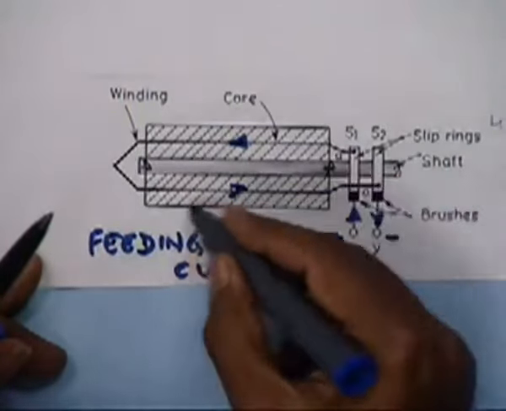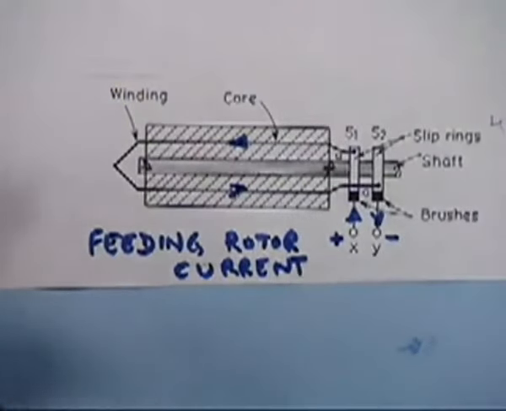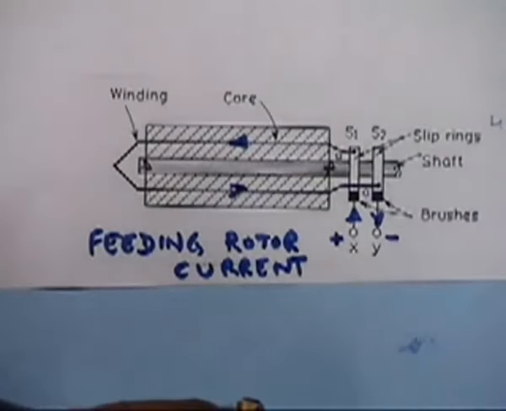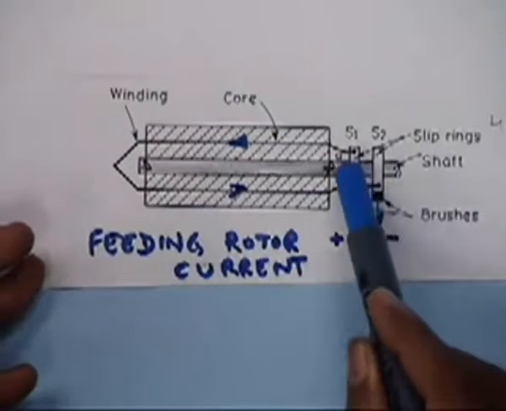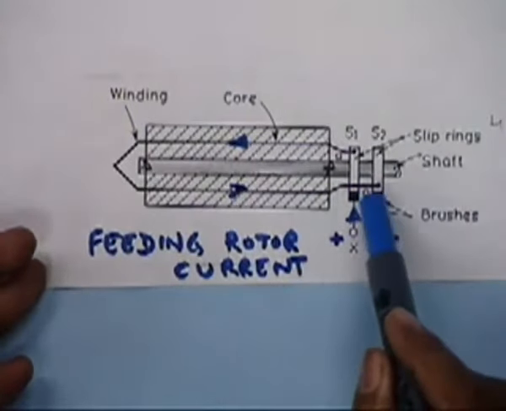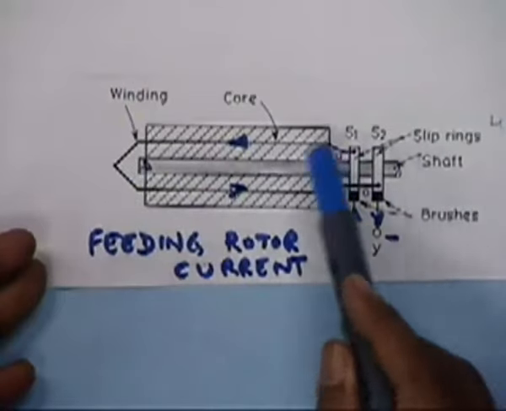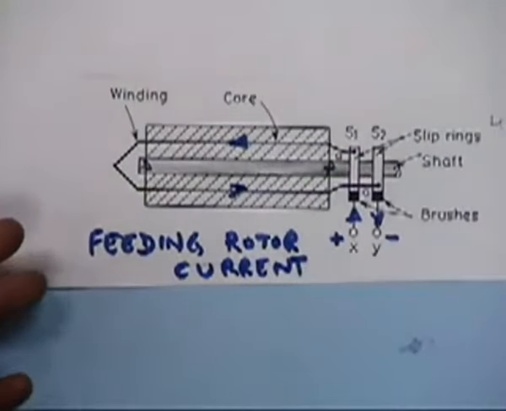So this is how we have a method to inject DC current into the field windings or the rotor windings through a brush and slip ring arrangement. So these necessarily will have to have brushes, and these are the slip rings, and this is the shaft, and this is the core, and these are the windings. Okay.